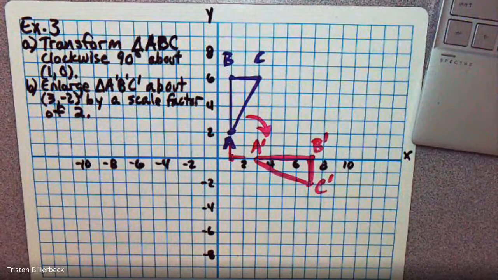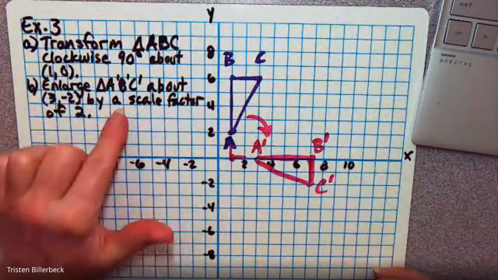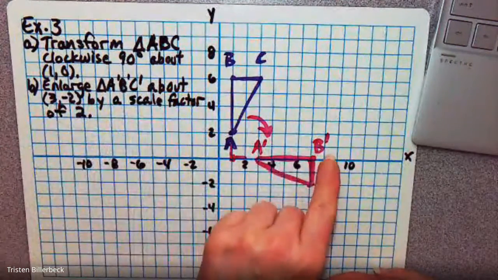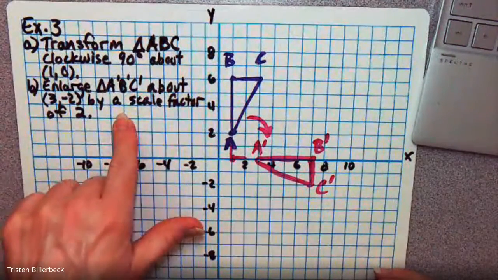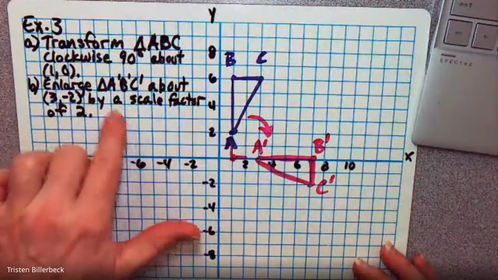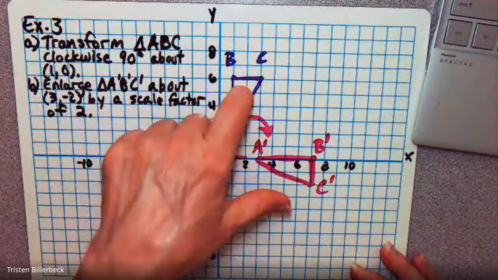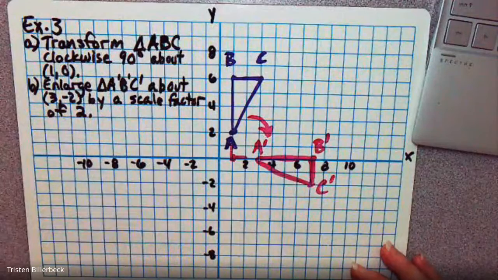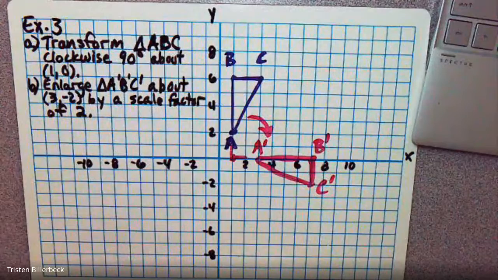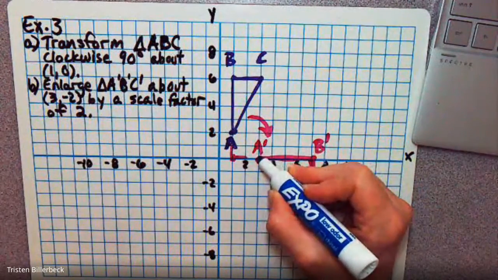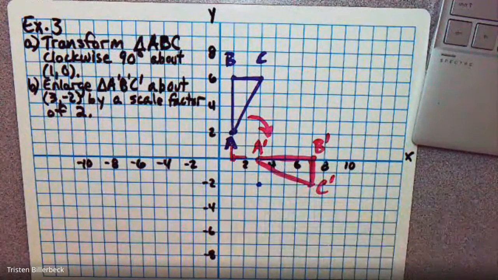Now we want to enlarge triangle ABC, A prime, B prime, C prime. So here's A prime, B prime, C prime. That means you are not going to be enlarging the original triangle. It says enlarge the image of the original triangle, about 3 and negative 2. So let's find where 3, negative 2 is. We're at 1, here's 2, here's 3. 3, negative 2.